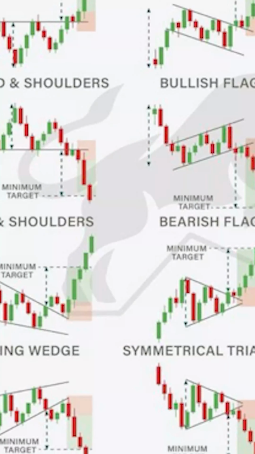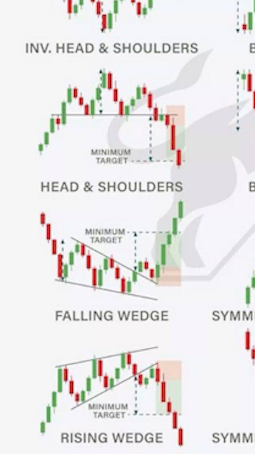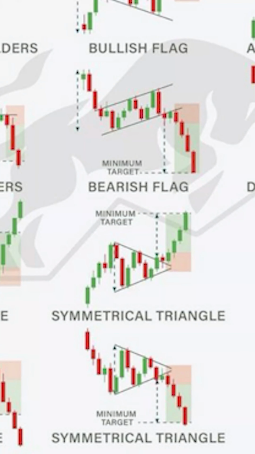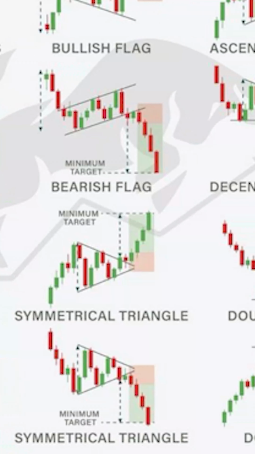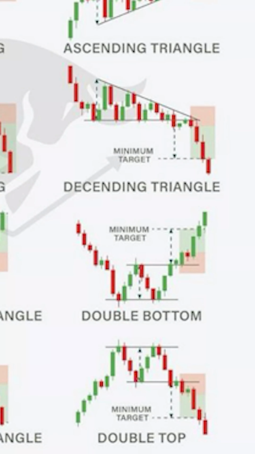Falling wedge and rising wedge, they're a little bit similar, but don't get them confused with the head and shoulders. Look at the steady growth. The symmetrical triangle and the symmetrical triangle reversed can also signify a bullish or a bearish scenario. Double bottom and double top are the most commonly used chart patterns.